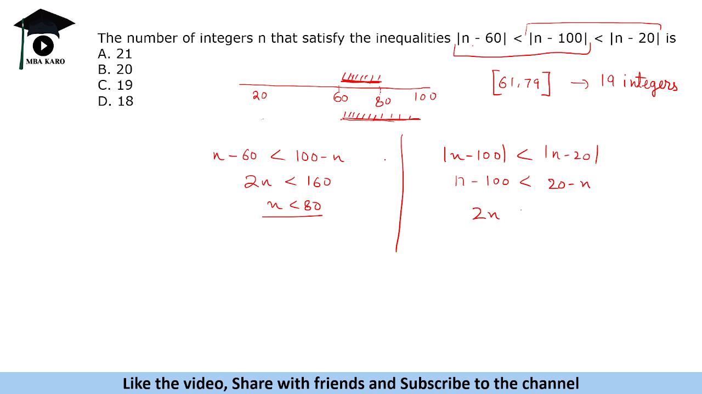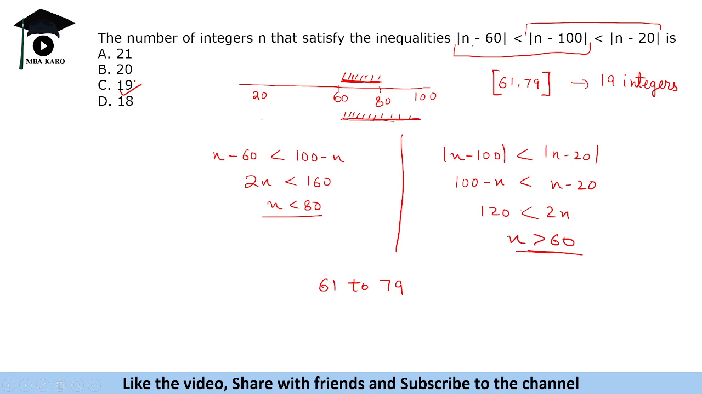It should come the opposite, that is n greater than. Okay, so we will have this thing basically: 100 minus n is less than n minus 20. So we get 2n is greater than 120, or n greater than 60. Right, so in this case also we get the range from 61 to 79. So we have 19 integers.